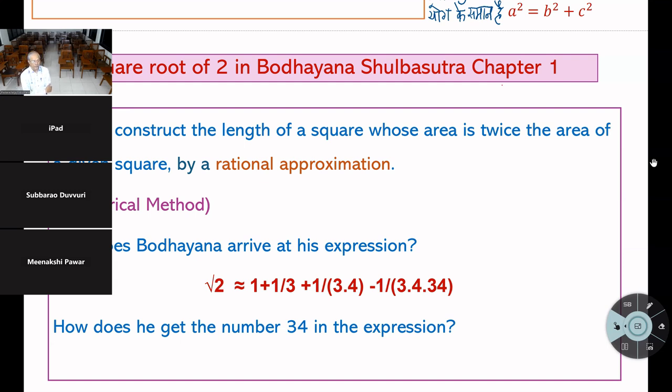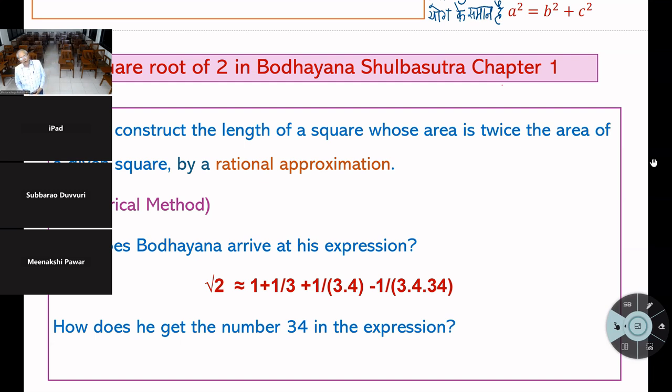And what is this numerical expression? You have to approximate root 2 by a rational number. And what is that rational number? One which gives you a close approximation to root 2. So earlier you have seen 1.41421. In decimal, using a decimal point, we write that. But his expression is like this. Root 2 is approximately equal to 1 plus 1 upon 3 plus 1 upon 3 into 4 minus 1 upon 3 into 4 into 34.